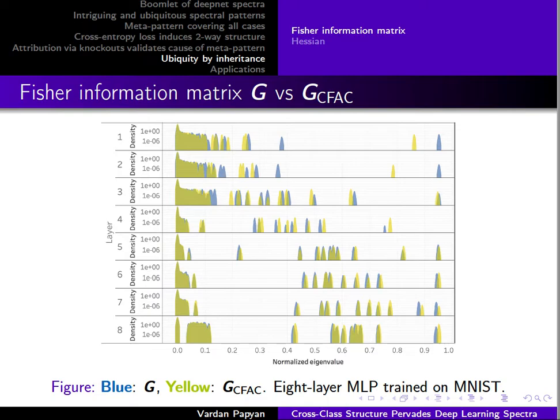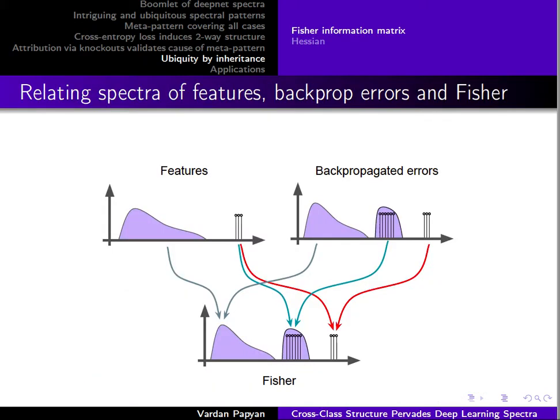What does this mean? It means that you have a certain structure in the spectrum of the features, which is this cross-class structure. And you have the same structure in the backpropagated errors. And what's happening is that the outliers in the features, which are due to class means, are being Kronecker-producted by the outliers, which are due to class means in backprop errors, to create outliers in the Fisher information matrix, which are due to, again, class means of gradients. So class means of features Kroneckered by class means of backprop errors create class means of gradients, which create outliers in the Fisher information matrix. That's a very long sentence.